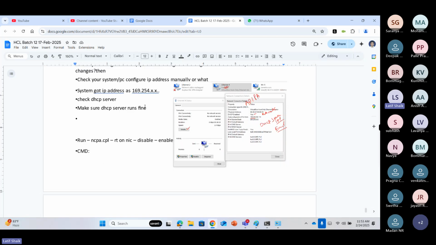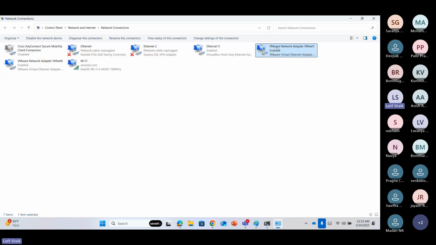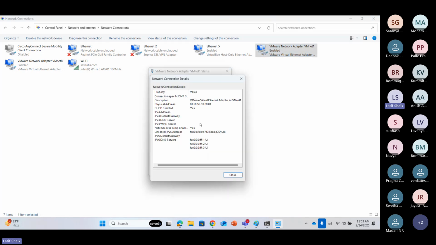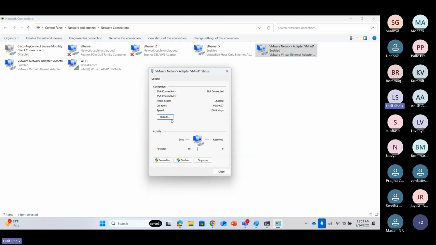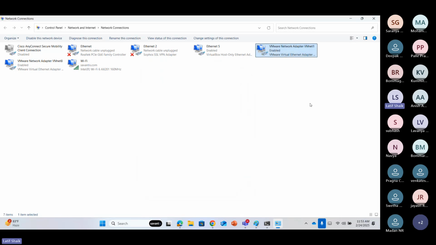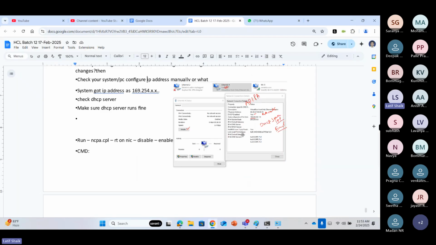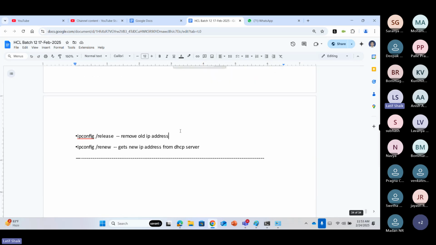If not working, just disable and enable that adapter. Right click on the adapter, disable it first, then enable it. Of course, you won't get anything here because there is no DHCP connected. Okay. So of course, there is something there, but still you can use it. Next, disable or enable the adapter. One more command is there, in command prompt: ipconfig /release, ipconfig /renew. These two commands are very important.